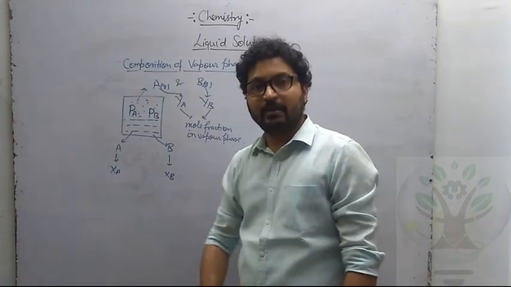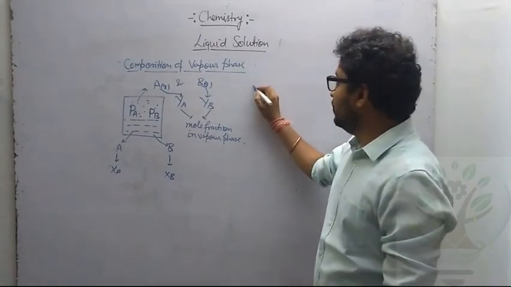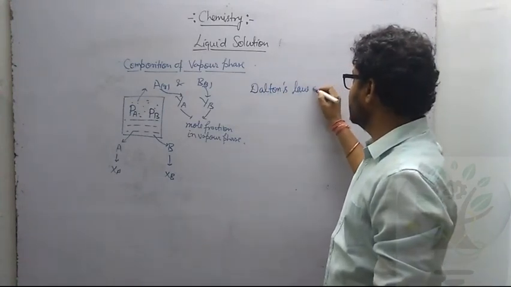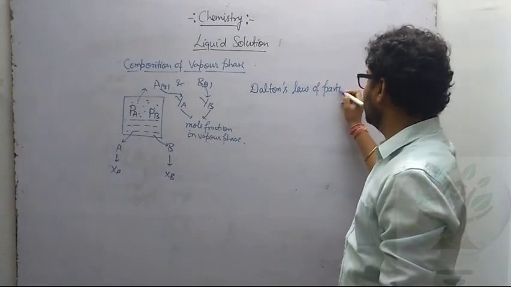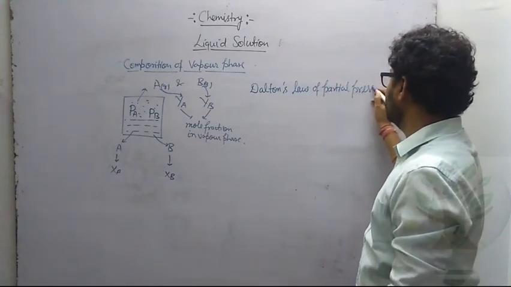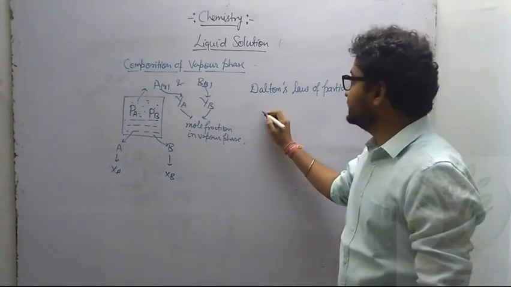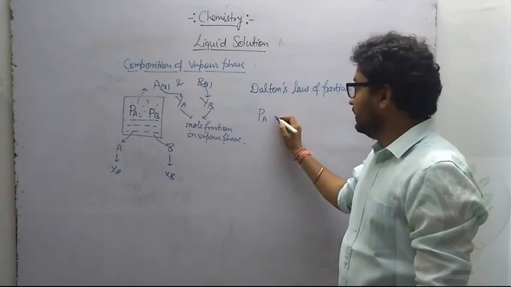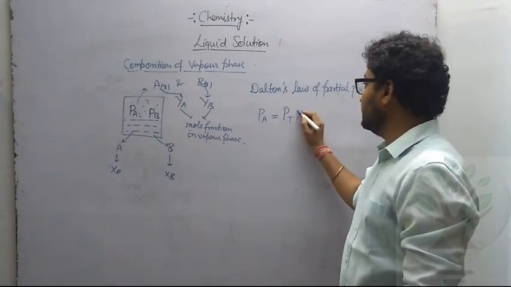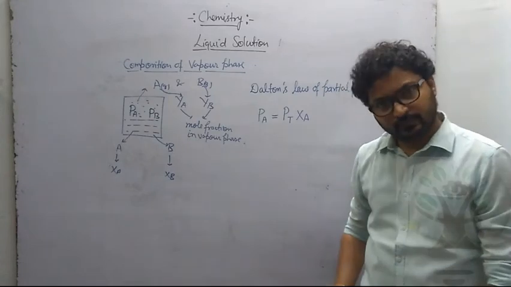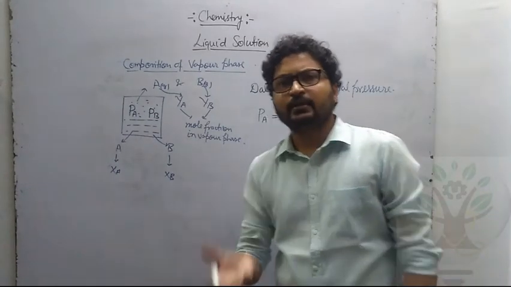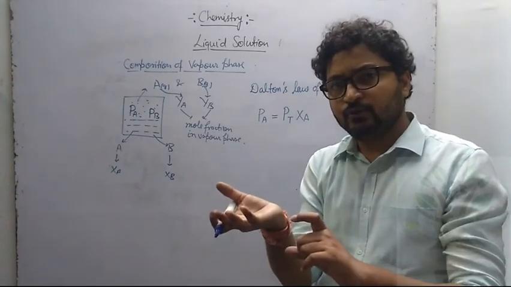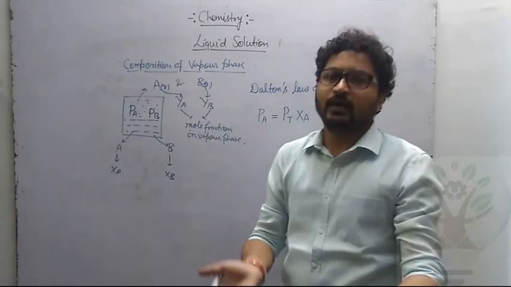Okay, so tell me, I hope you remember this: Dalton's law of partial pressure. Do you remember this? What it says is the pressure due to a gas A will be equal to the total pressure multiplied by its mole fraction. Let's say the total pressure is 100 and the mole fraction of A is half. So the pressure due to A will be 100 into half. Okay, this is your Dalton's law.